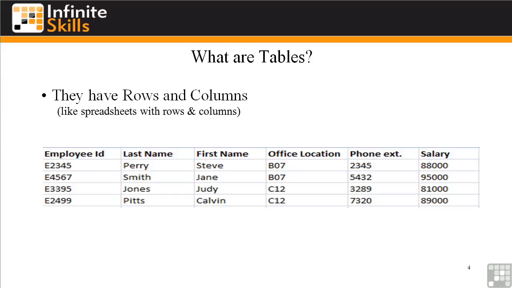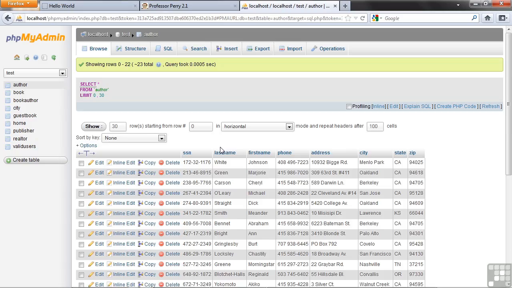So what are tables again? They have rows and columns, very much like spreadsheets. Now, unlike Excel spreadsheets, instead of numbering the rows along the side with 1, 2, 3, 4, we have an ID here that keeps track of each row of data that's unique. And instead of putting A, B, C, D, we label the data: employee ID, last name, first name, and so forth. Let's look at some actual tables using a special tool we have called phpMyAdmin.